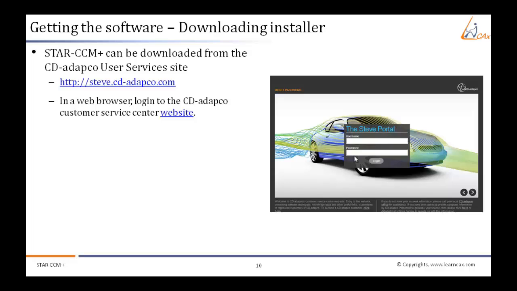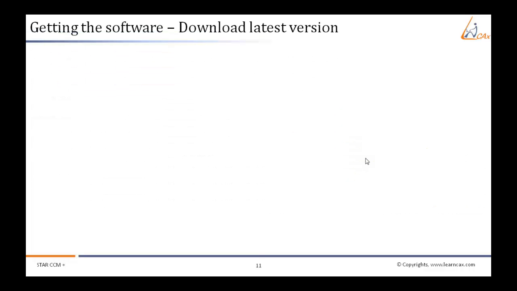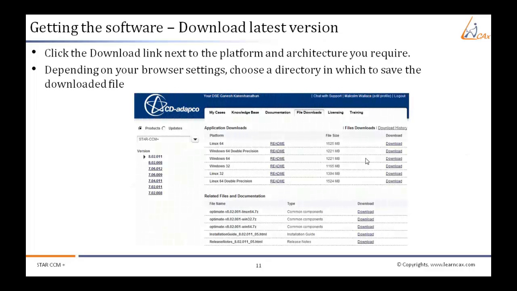In the browser, you have to log into the CD Adapco customer service center. There is a website here, and the username and password will be provided to you by the CD Adapco installation personnel. In the customer service, you have to click on file download. Make sure that STAR CCM Plus is selected as a product, and you select the appropriate version. So this is where you will download it as shown here. Make sure that you download the latest version as shown here.